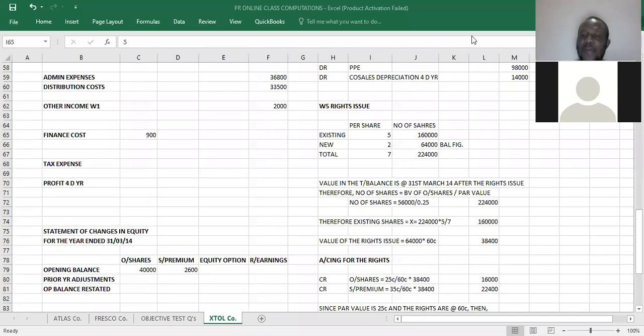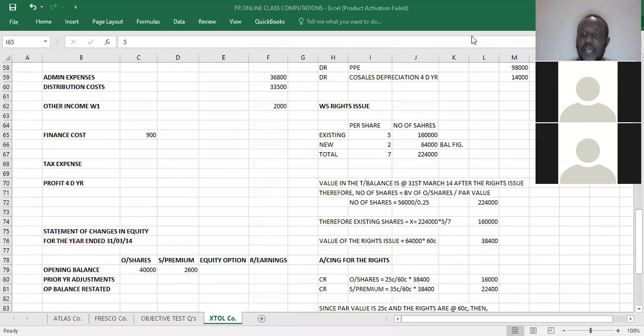The amount raised from issuing the shares is 38,400. That's the amount that they raised from this rights issue. So what we are saying is, what will go to ordinary share will be 25 out of the 60, while the remaining 35 will go to share premium.